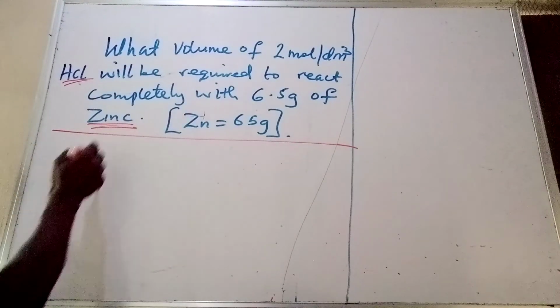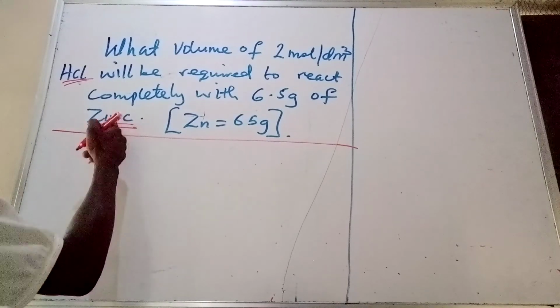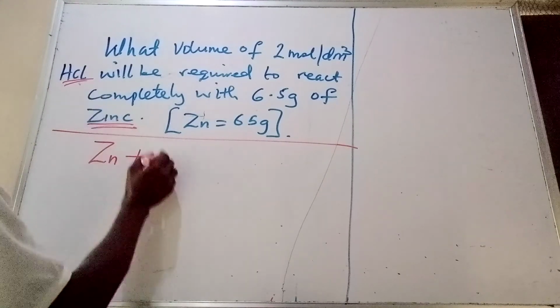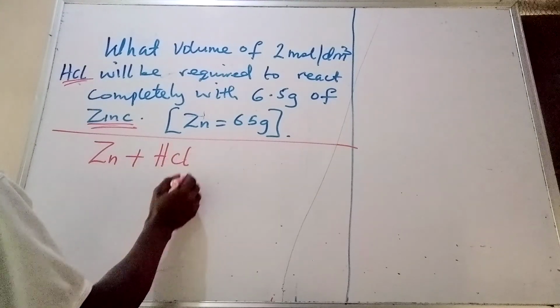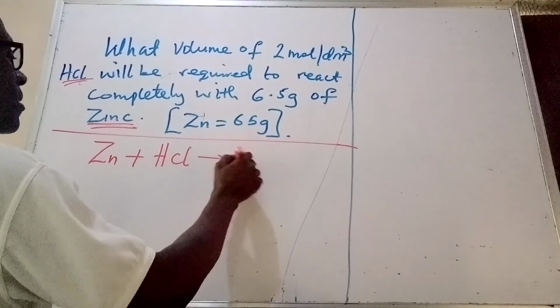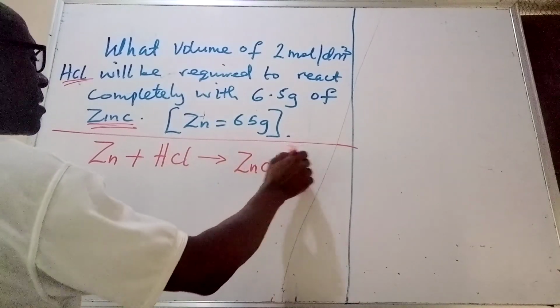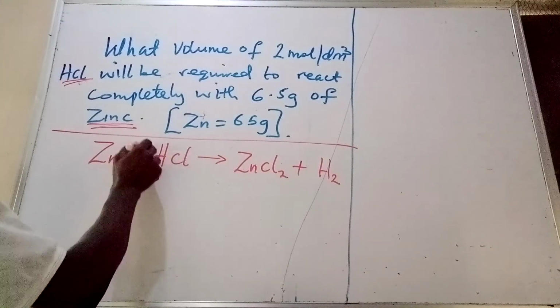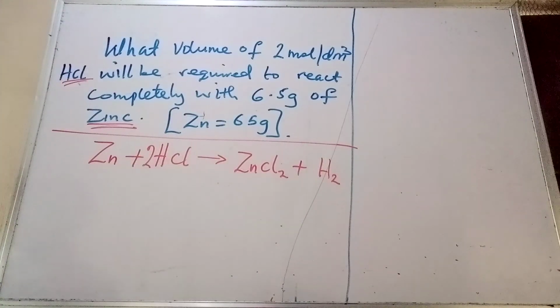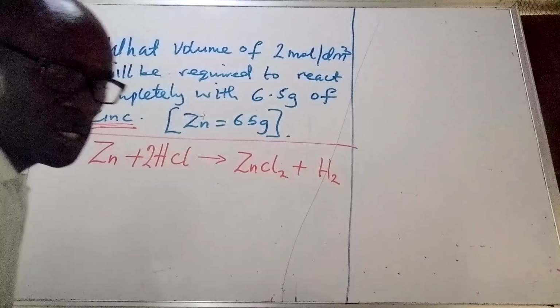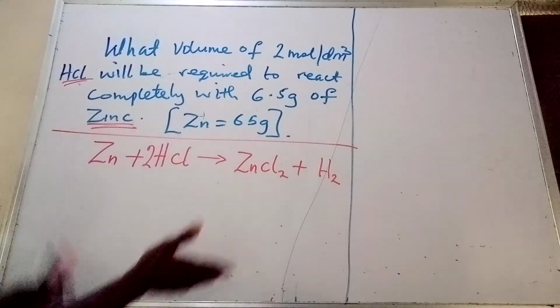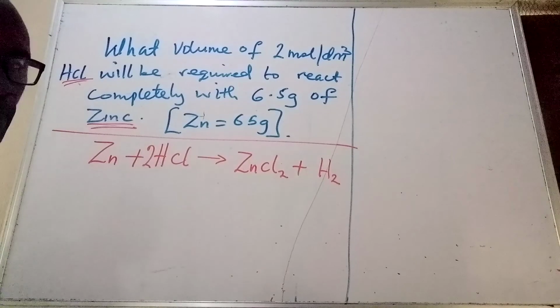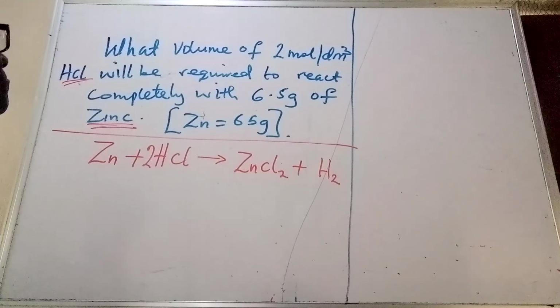Now that means here I want to write the equation. This zinc reacting with hydrochloric acid to give zinc chloride and hydrogen gas liberated. So let's balance the equation. Yeah, it's balanced. So it is this information we want to work with now. How do we go about that?